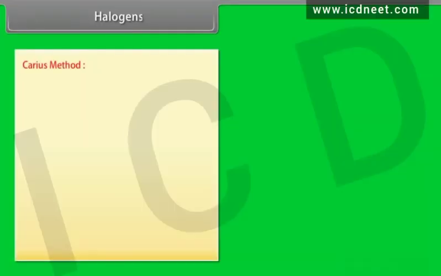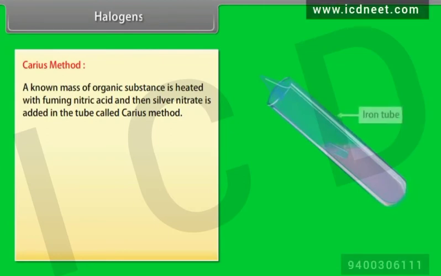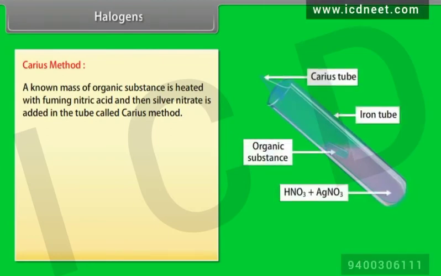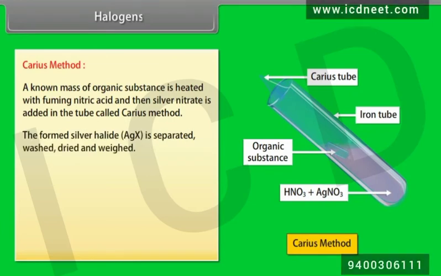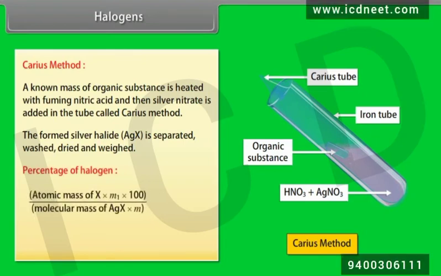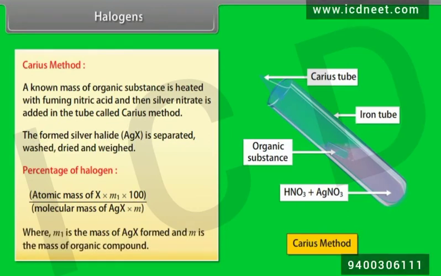Halogens. Carius method. A known mass of organic substance is heated with fuming nitric acid and then silver nitrate is added in the tube, called Carius method. The formed silver halide is separated, washed, dried and weighed. Percentage of halogen: atomic mass of X × M1 × 100 / molecular mass of AgX × M, where M1 is the mass of AgX formed and M is the mass of organic compound.